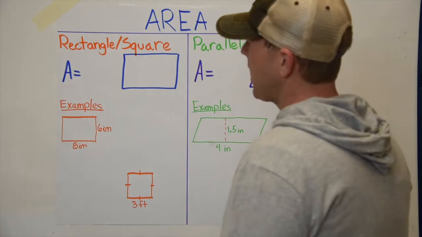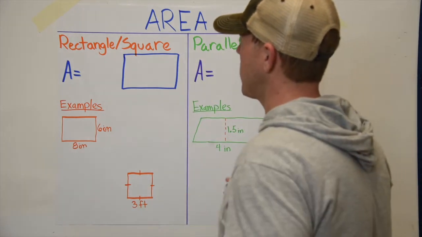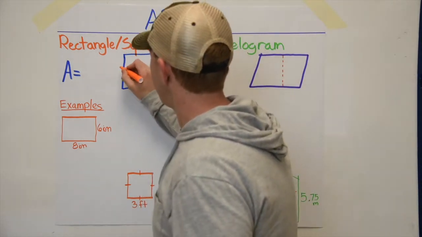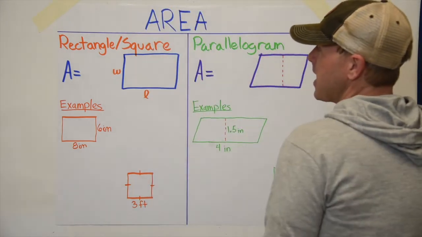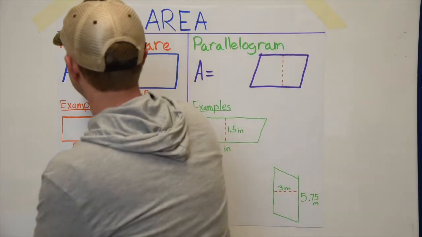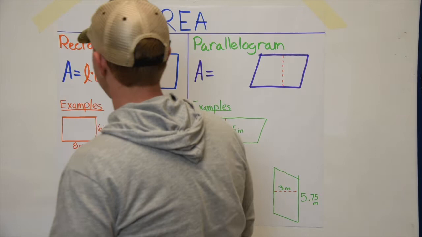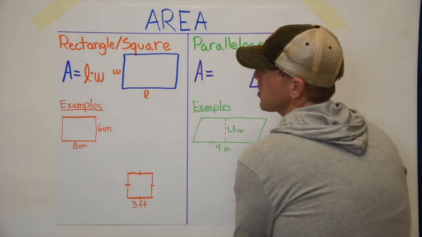Alright, so let's define how to find the area of a rectangle or square. We're going to have something called length and width. How we find the area inside of this is I'll multiply these two numbers. Length times width. So I'm going to write that over here. Length times width. Alright, so we're going to define these. We do length times width.